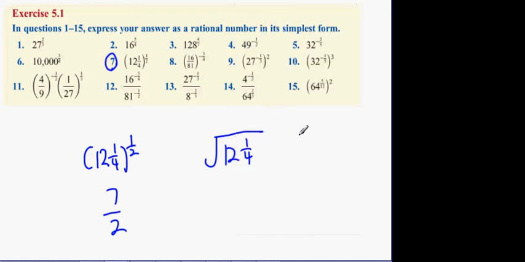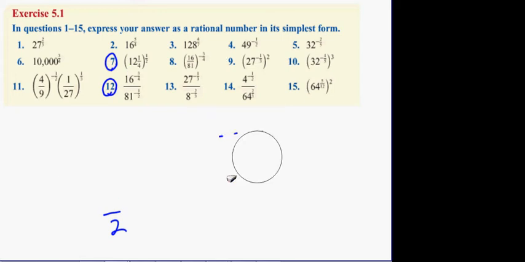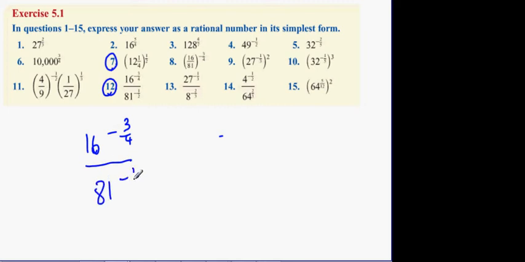Now, that's alright for the time being, okay? These ones are okay. Just use your calculator on some of these. Now, let's say in the case of number 12, where it's going to be 16 to the power of minus 3 over 4, 81 to the power of minus 1 over 2.